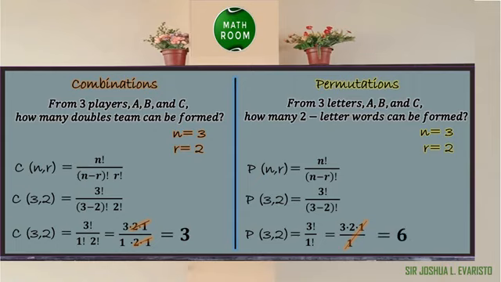After solving the two questions using permutation and combinations with the same values of n and r, what can you infer?